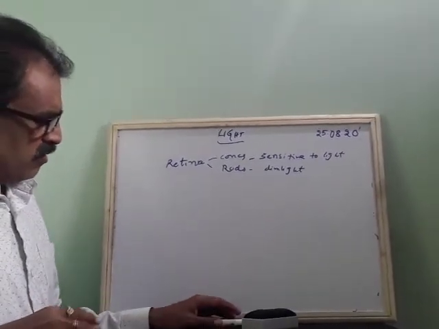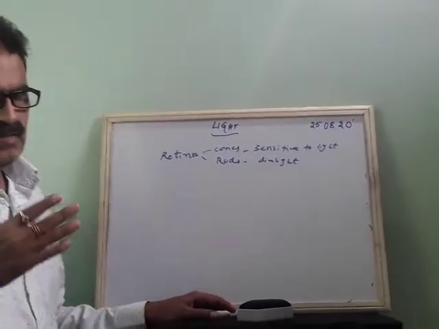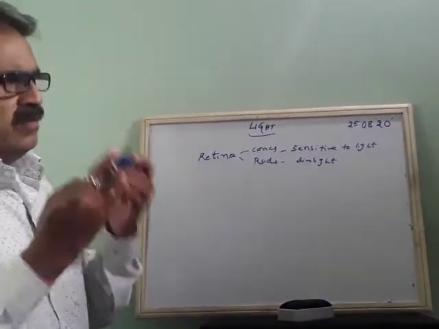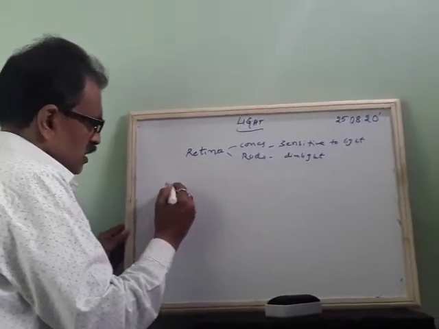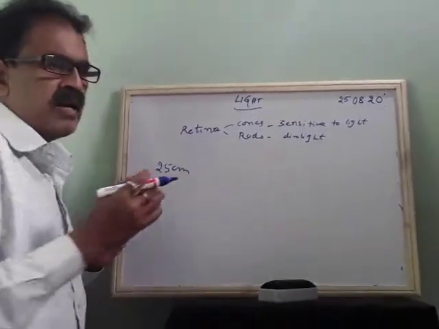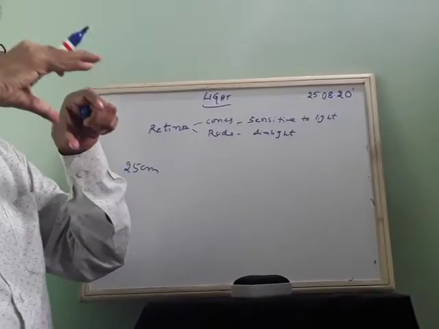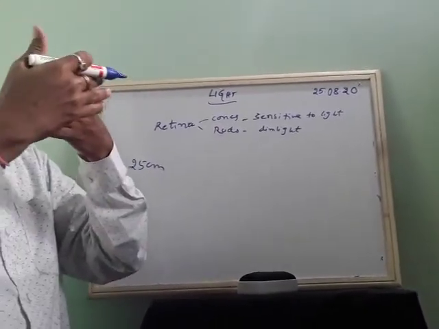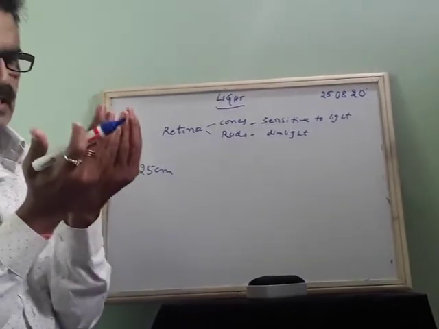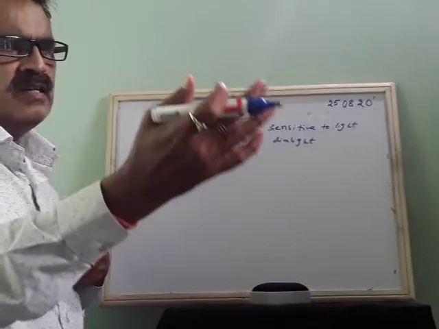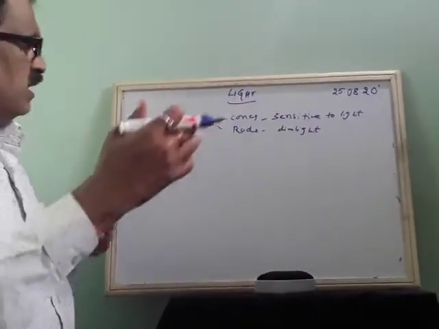See, when you want to read, the distance between your book and your eye should be 25 centimeters. If it is more than 25 centimeters, you can't see clearly and your eyes get strained. If it is exactly 25 centimeters, you are able to see things clearly, because of the distance between the eyes and the book or whatever you see.